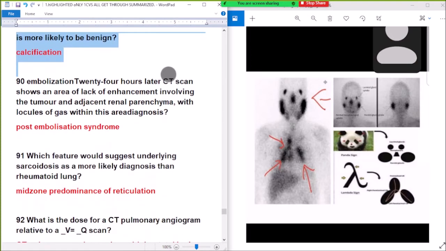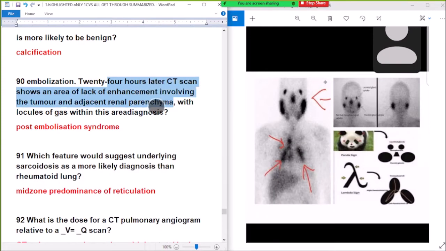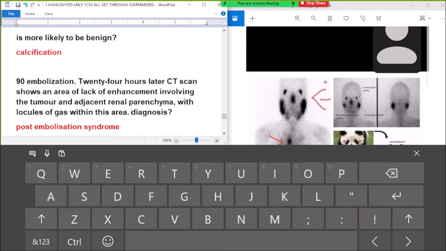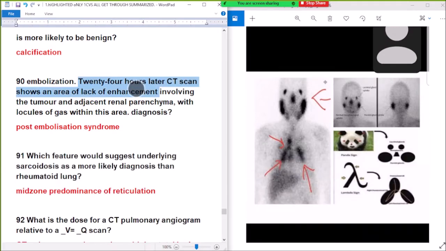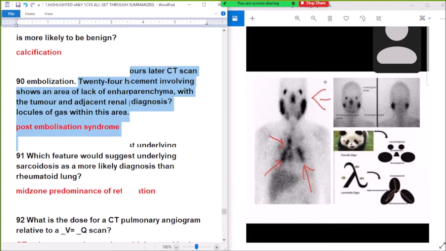Calcification. Question 90. Embolization is done. 24 hours later, CT scan shows an area of lack of enhancement involving the tumor and adjacent renal parenchyma, with locules of gas within this area. Diagnosis: post-embolization syndrome.